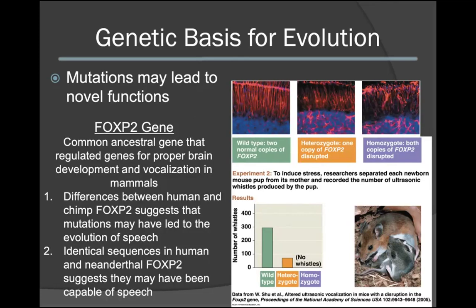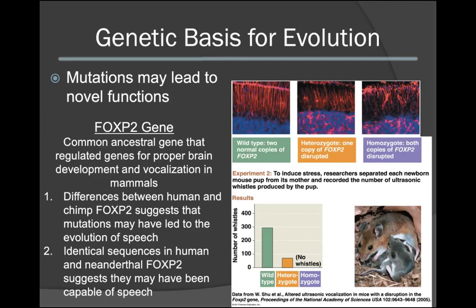In a study examining the function of the FOXP2 gene, as we can see in the image to the right, we can compare the functionality of this gene by examining wild-type, heterozygotes, and homozygotes. Wild-type has both normal copies for the FOXP2 gene. A heterozygote has one disrupted copy, and a homozygous has two disrupted copies of the FOXP2 gene.